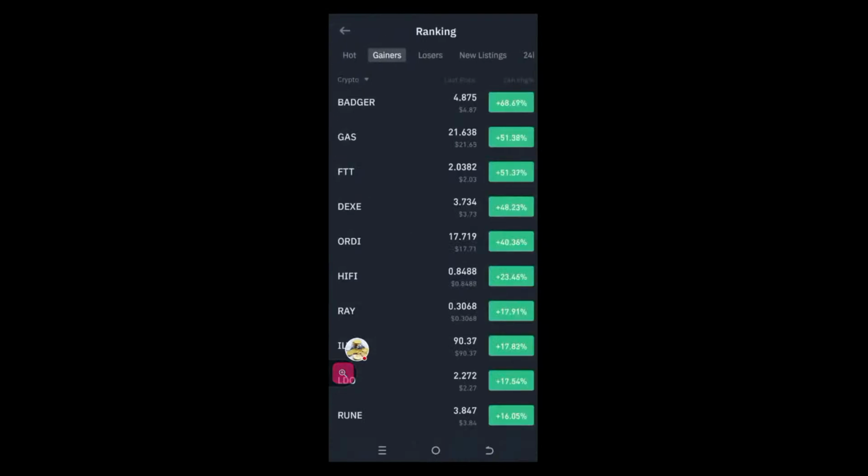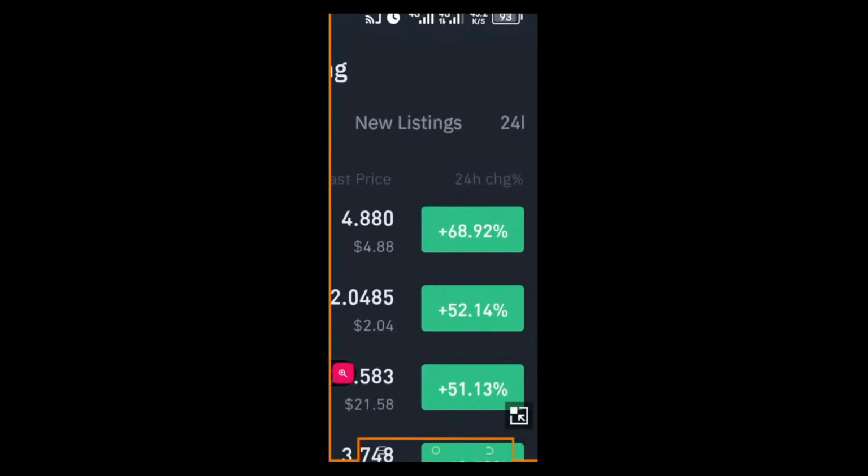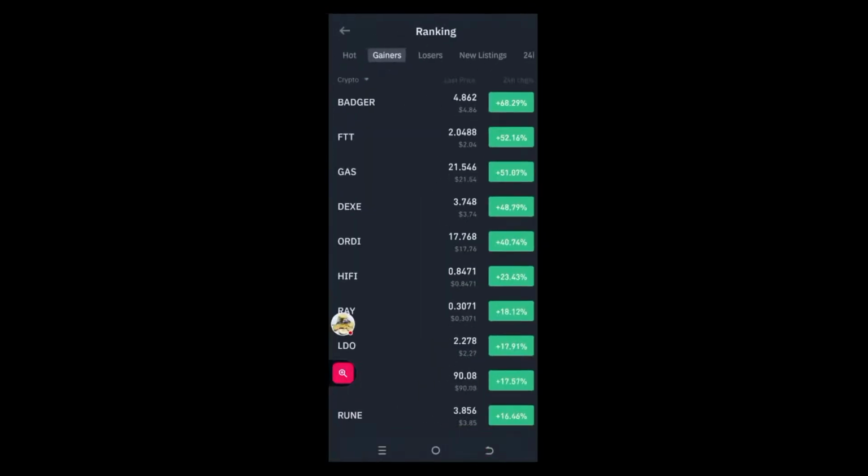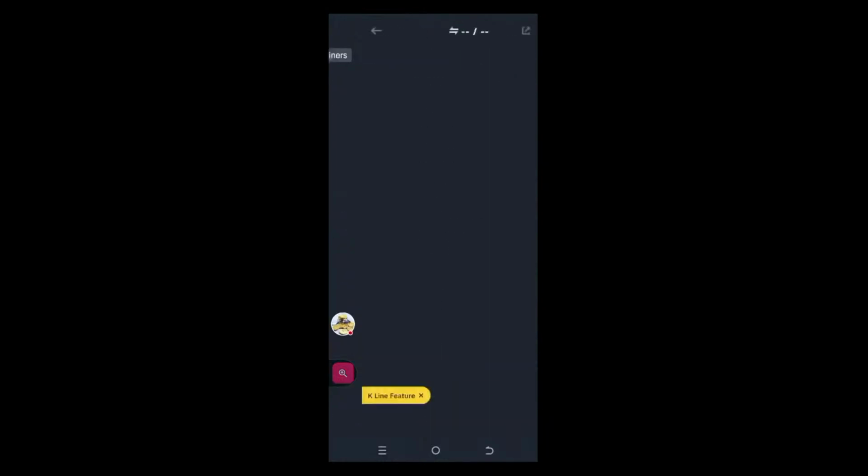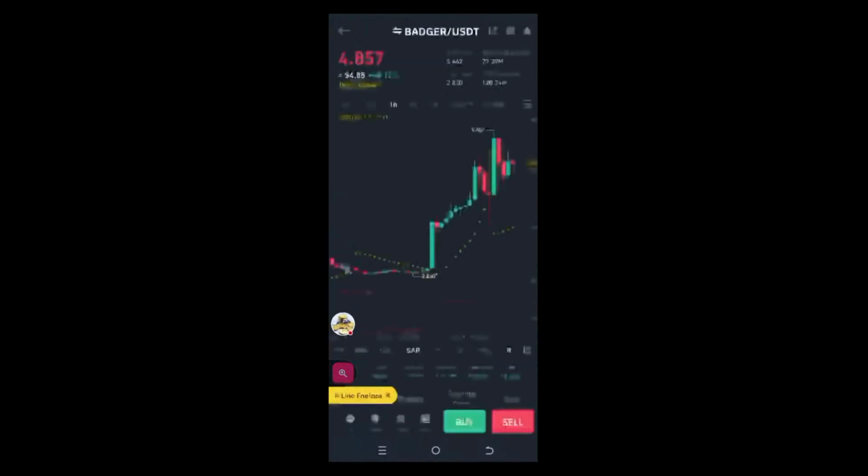Now, because BTC has just gone through a slight dump right now, most of the prices will be falling, but that's not a problem. We'll definitely be able to get one of the trades. Now, look at this. We can see that the topmost one has risen like plus 68% within the last 24 hours. That should be Badger, I think. Yeah, Badger is $4.86. If I click on it, you can see what's going on here.